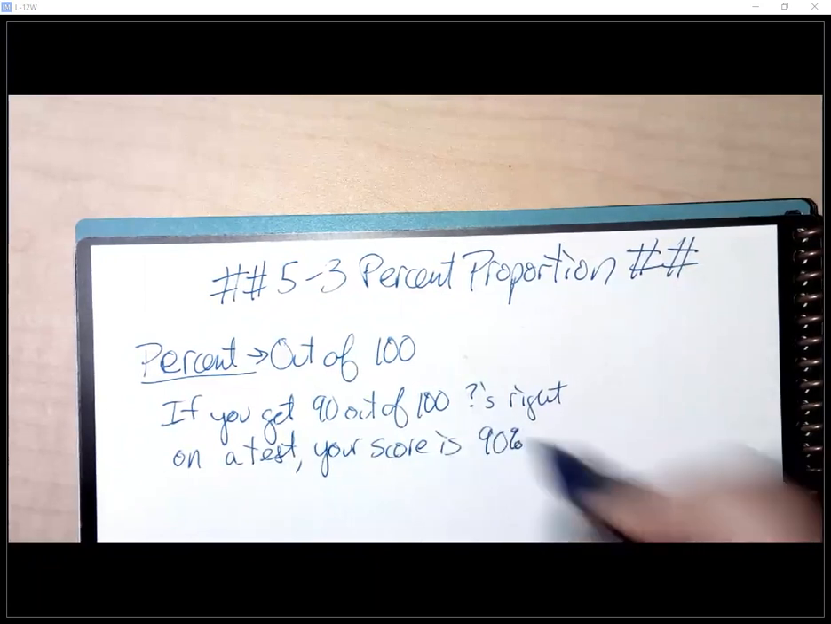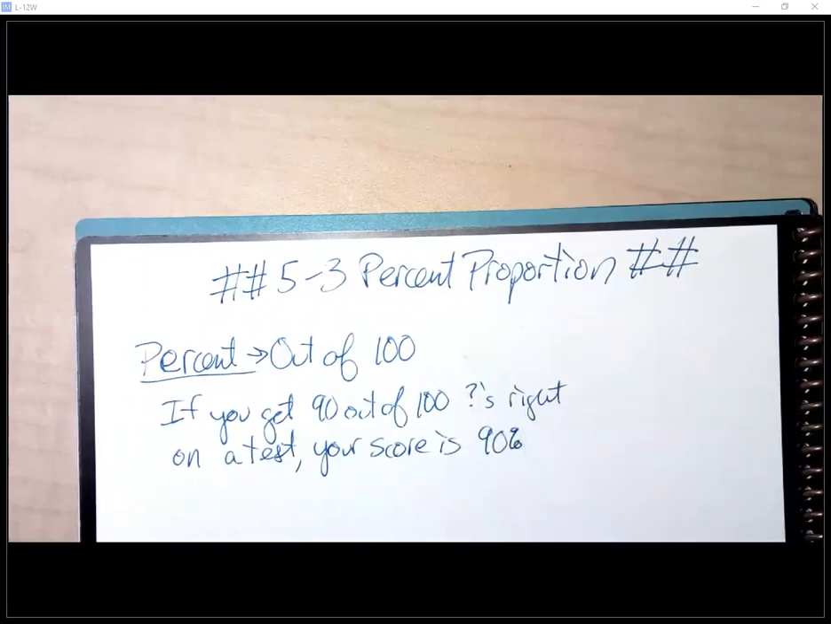But as you all know, sometimes I give you a test or a quiz and it's not necessarily out of 100 points, especially the quizzes. Quizzes are very often out of 60 points, 40 points, 20 points, it could be anything. So what you do is you're going to take the fraction that I give you and you just turn it into a percent.